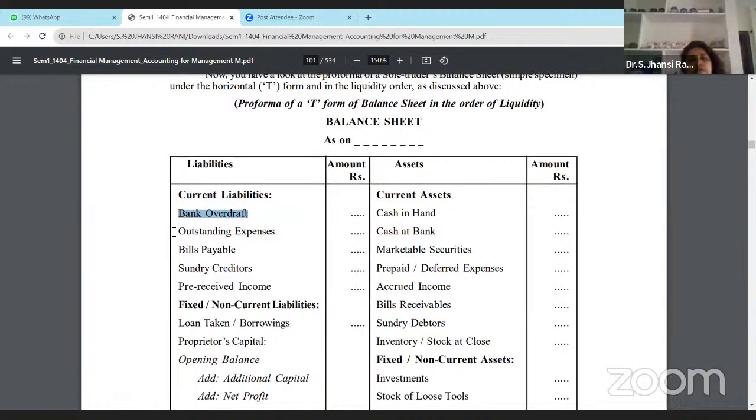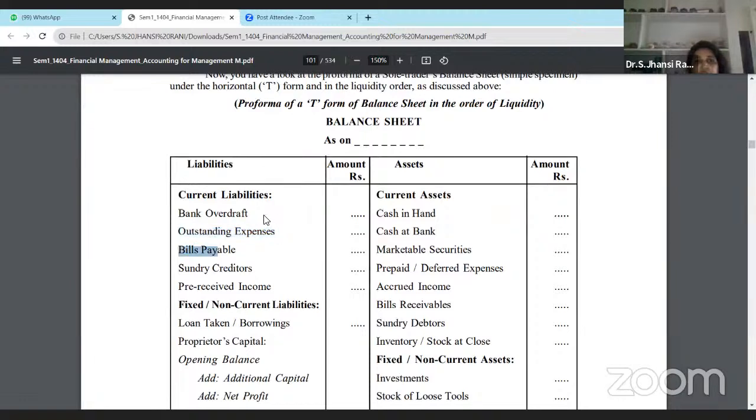It's a type of loan that is taken from the bank for a short period of time. That is called bank overdraft. Here, outstanding expenses means normally we will incur certain expenses, but we did not pay during that period. They will be paid at a later part. Outstanding means the expenses which are not yet paid. The expenses which are not yet paid are called outstanding expenses. It means we are due to them.